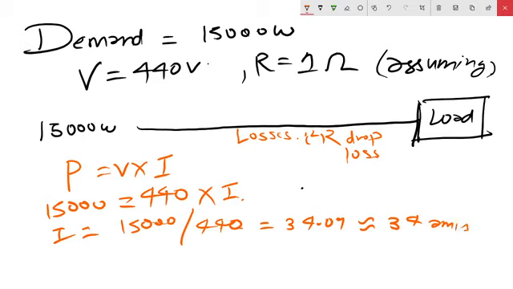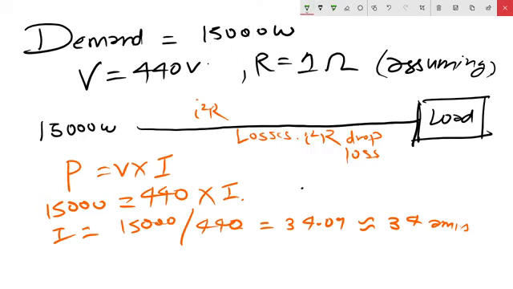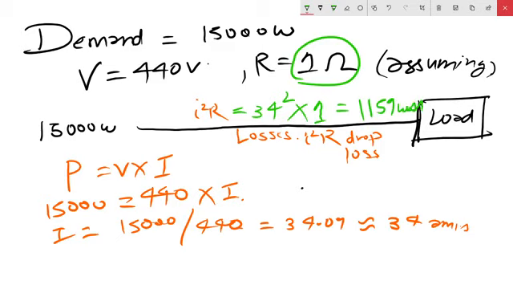Now what I am saying is 34 amps. Now loss is I square R. Okay, loss is I square R. If you want to find this loss, you have to put this I value, 34 squared into resistance, which is 1. So 34 squared will give you a value around 1159 watts. So this much is the loss.